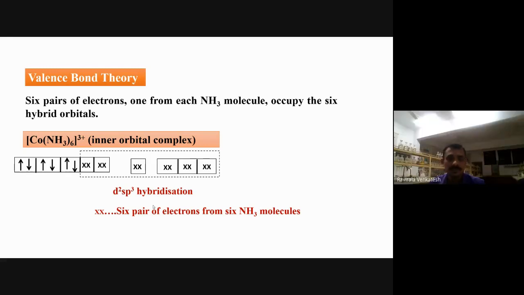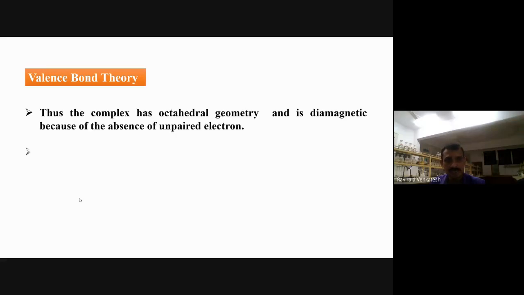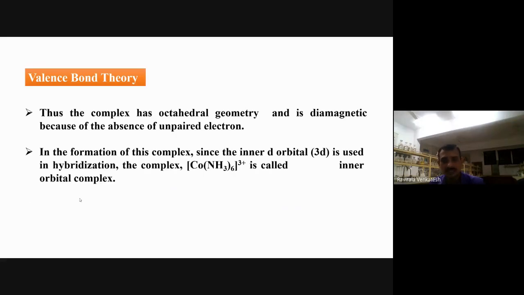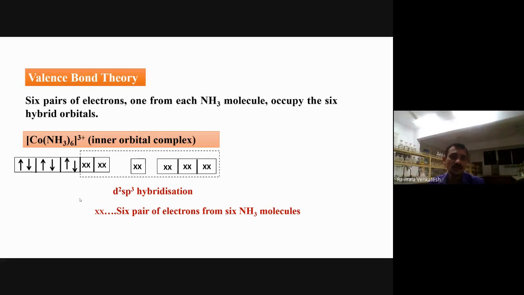Now, the thing is that ammonia is a strong ligand. If it is a weak ligand, pairing does not take place here. Let me take that example also with you. If it is a weak ligand, what happened? It never takes place. Now, one more thing. Is it diamagnetic, low spin or high spin?